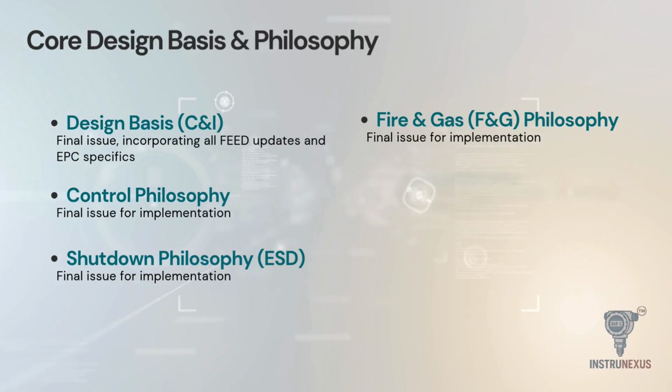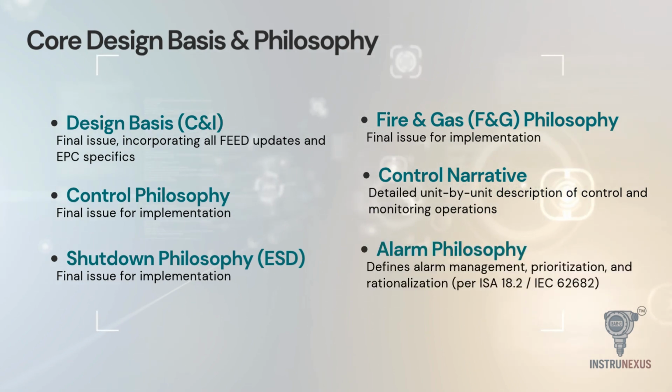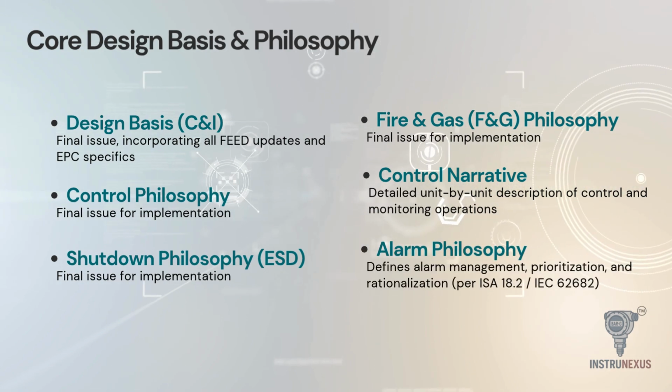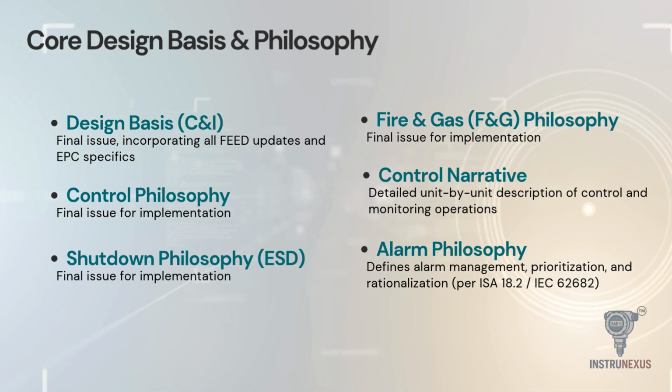We also produce the control narrative, which is a detailed, unit-by-unit description of exactly how the plant is monitored and controlled. Finally, we have the alarm philosophy. This is vital for operator safety, as it defines alarm management, prioritization, and rationalization according to standards like ISA 18.2 or IEC 62682. These documents are the rulebook for the programming team.